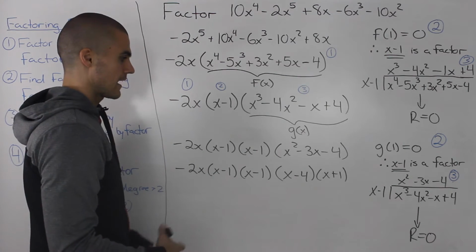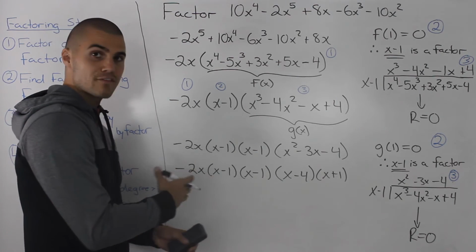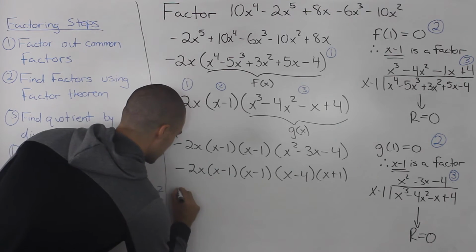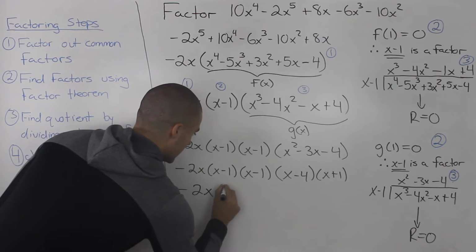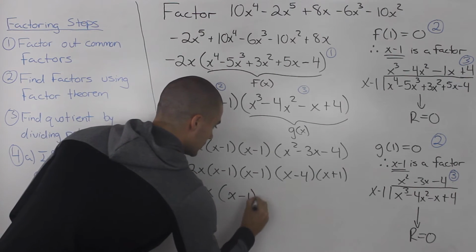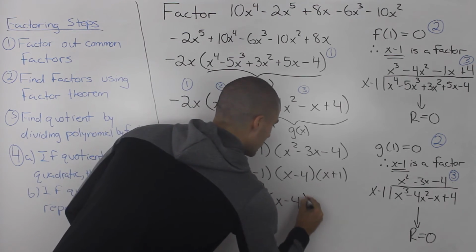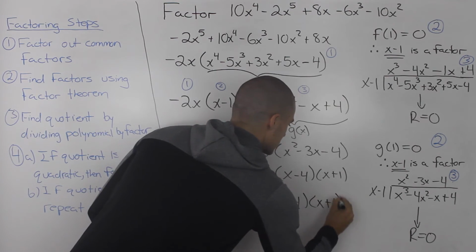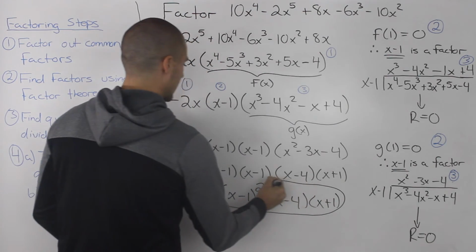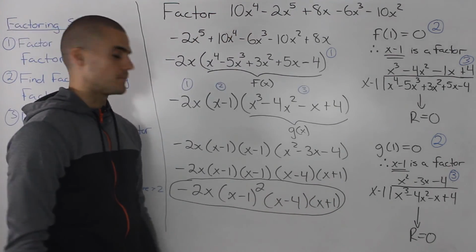It appears twice. And that's a point that I want to make with this specific example, is that you can have factors that appear multiple times. And if they appear multiple times, you can rewrite them in a much nicer way. So since this x minus 1 appeared twice, we would put a squared here. And then we'd have x minus 4 and x plus 1. And this ends up being our final answer. That's the factor form of this polynomial.